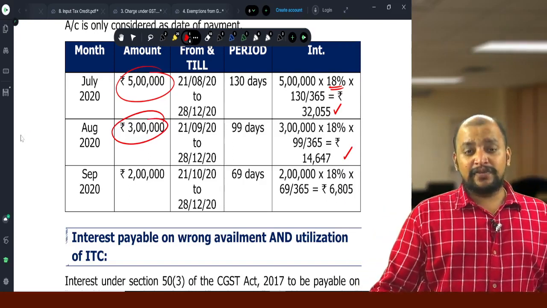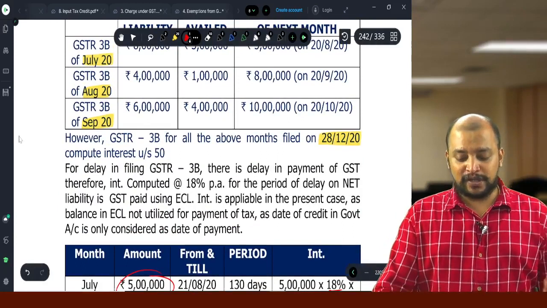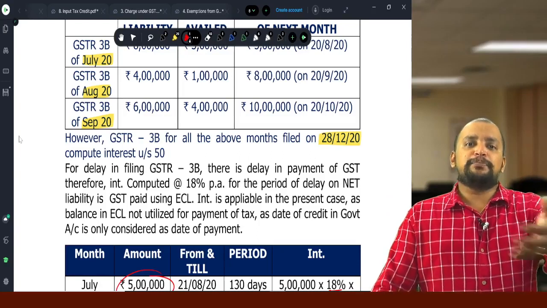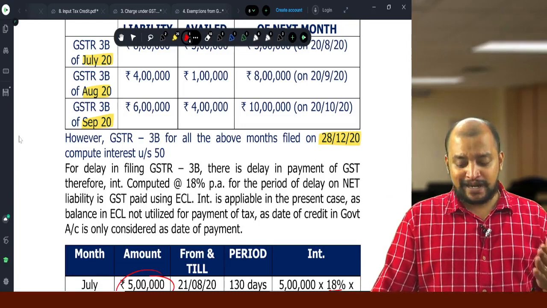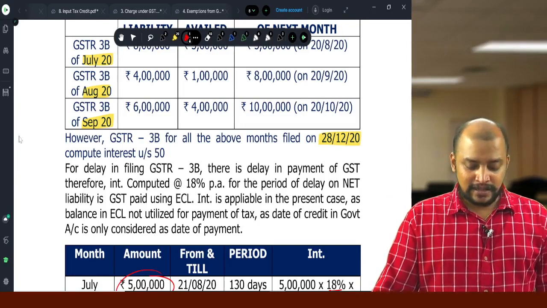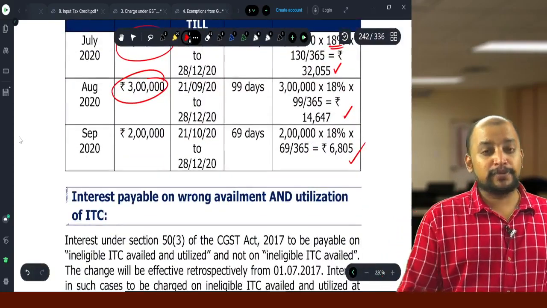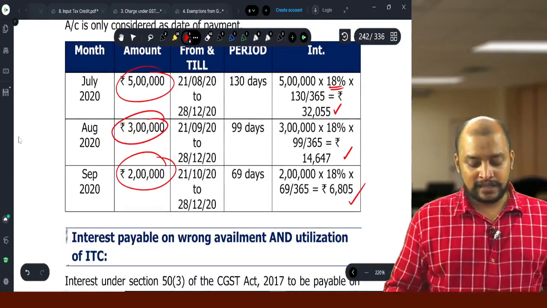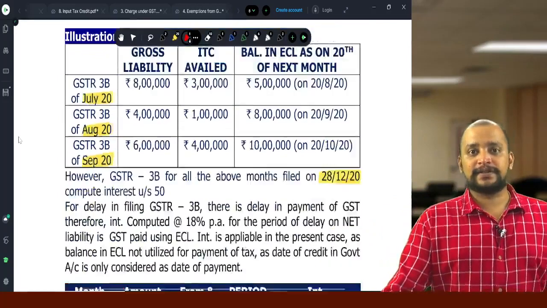Then again, for the third month, September 2020, what is the due date of GSTR 3B? 20th of October. 20th of October means it should be paid by 20th of October. So it is paid on 20th December. So in October 11 days, November 30 days, December 28 days. So for 69 days, interest will be computed on what? Net liability, that is 6 lakhs minus 4 lakhs, 2 lakhs. So this is about the computation of interest.